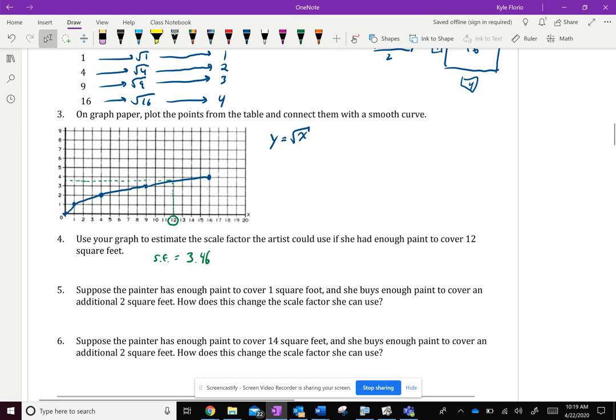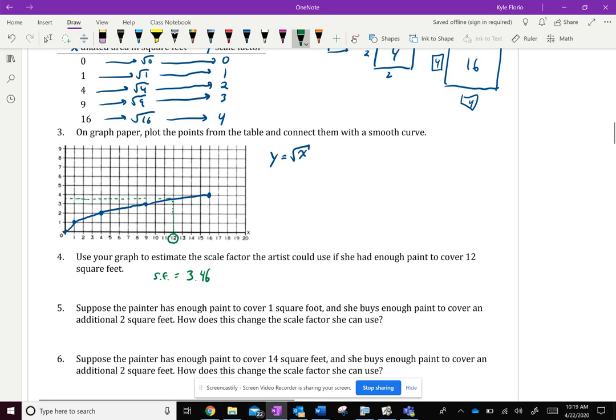Number 5, suppose the painter had enough paint to cover 1 square foot and she buys enough paint to cover an additional 2 square feet. How does that change the scale factor she can use? Well, if you bought enough paint to cover 1 square foot, the scale factor had to have been 1, right? We already said if you had 1 square foot, the scale factor was 1.